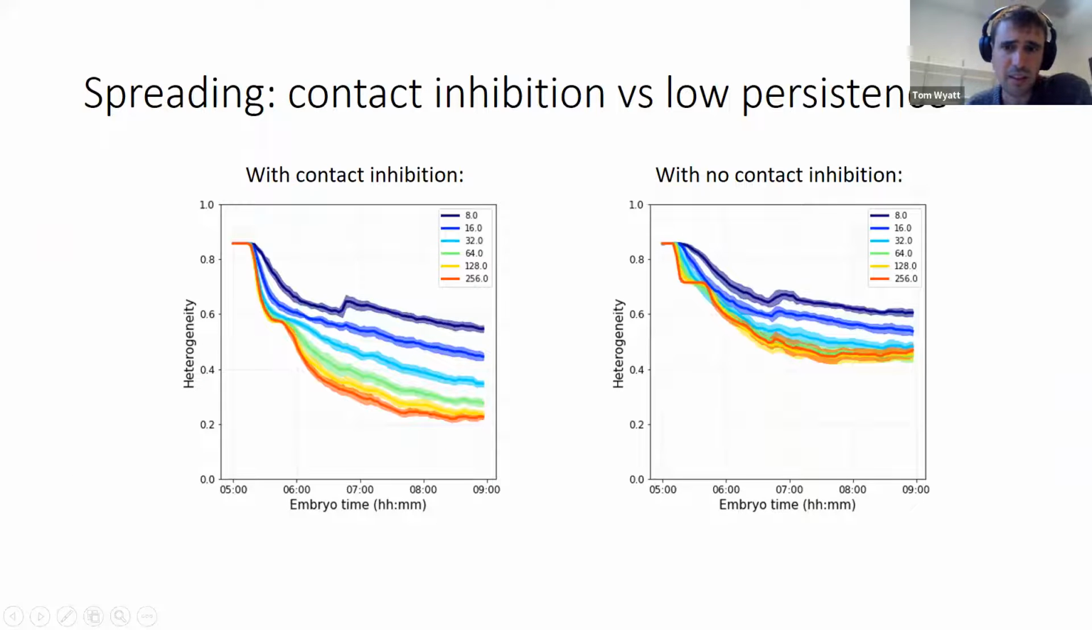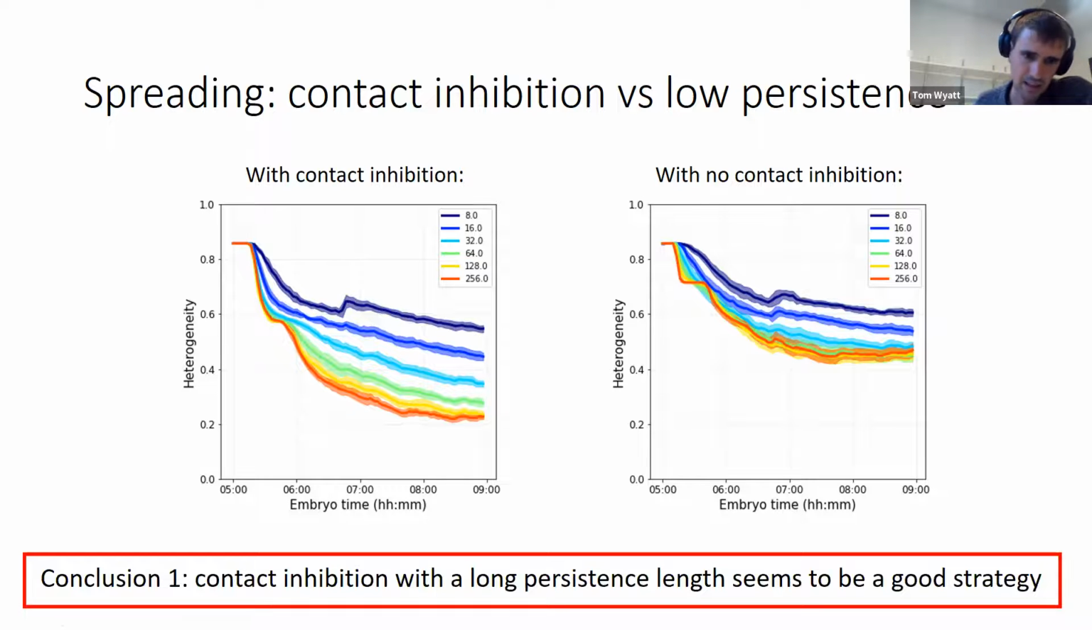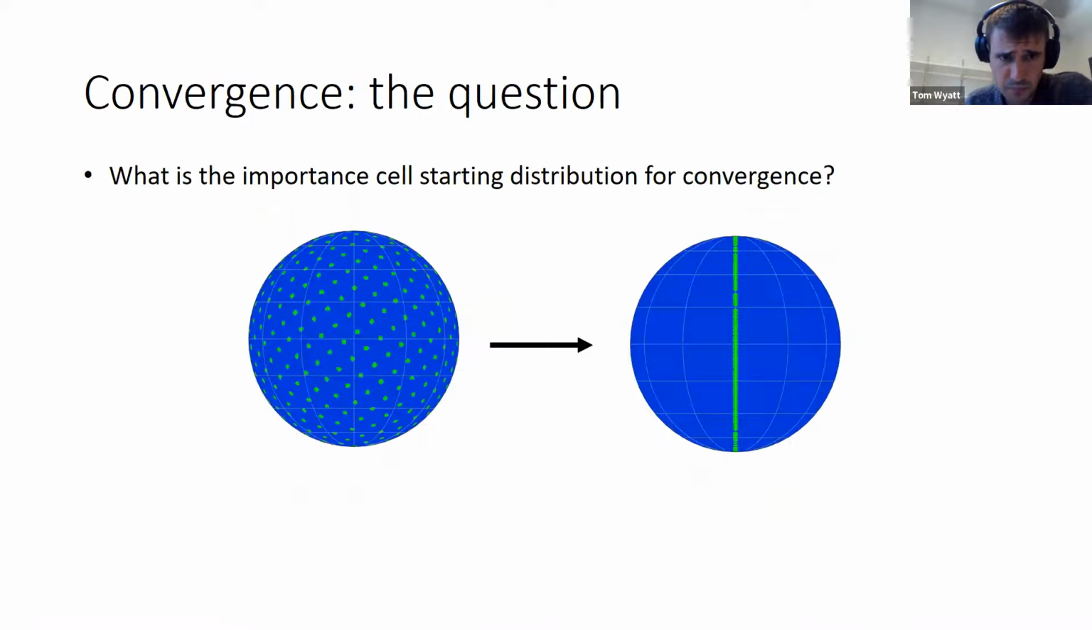So this is just to show that the numbers we've picked are nothing special, that over more of parameter space, you get this uniform patterning, which I think clearly shows that if you want to quickly, efficiently disperse over the surface of the embryo, then a good strategy is to have contact inhibition and long persistence length.